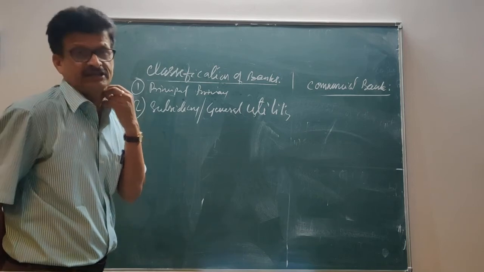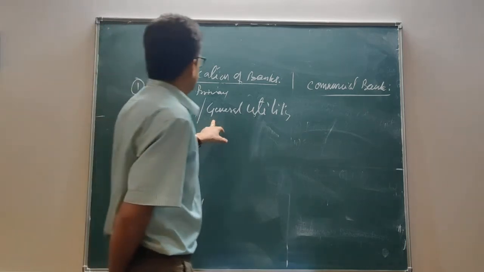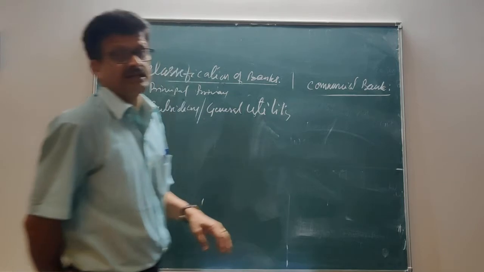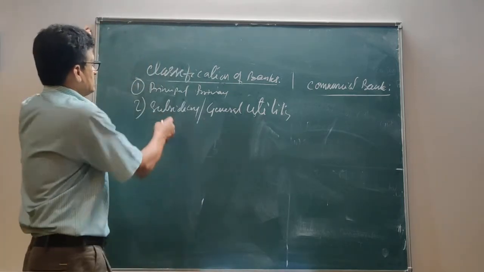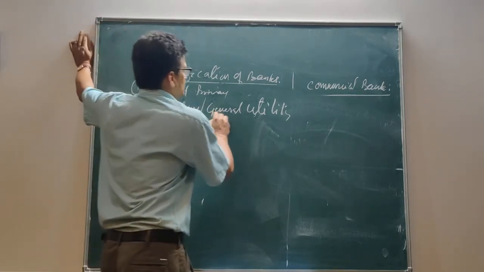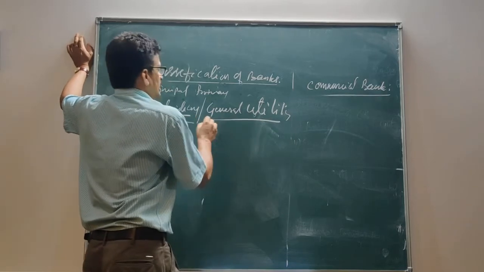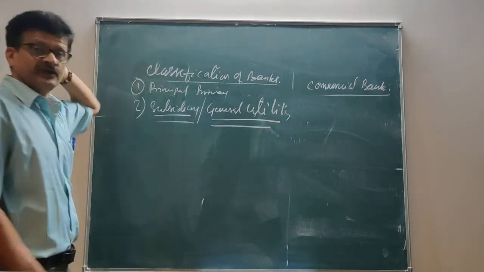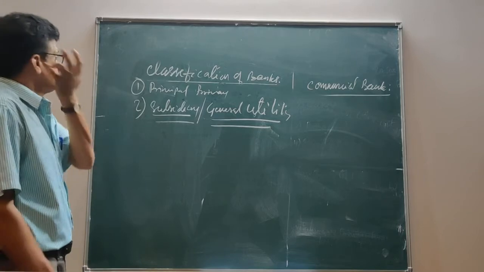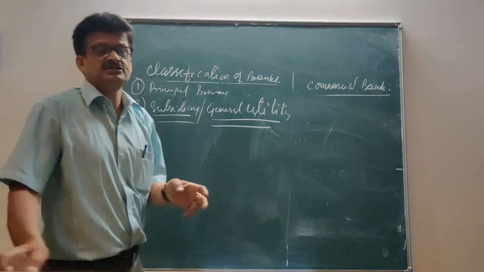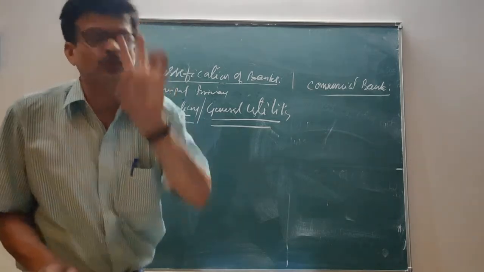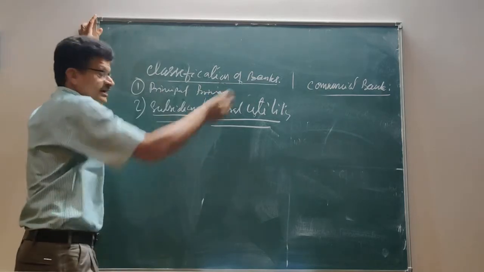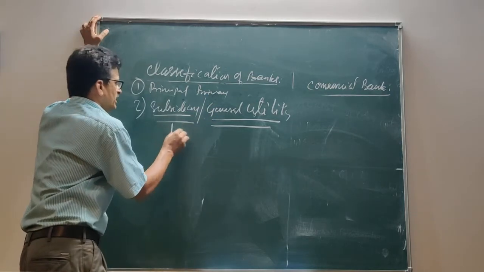Investment and creation of money. Let us now proceed to the subsidiary or general utility functions of a commercial bank. It can also be called subsidiary, general utility, ancillary, agency or secondary functions of the commercial bank. The subsidiary functions of the commercial bank are divided into two categories. That is why they are called by different names. Basically, they are divided into two categories.